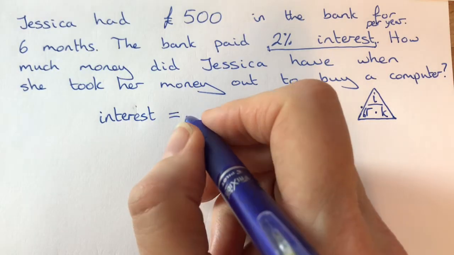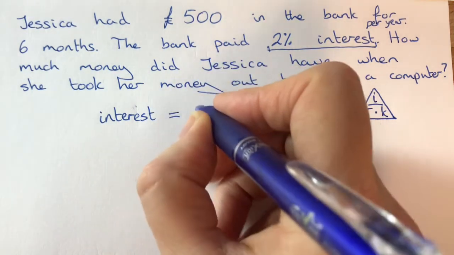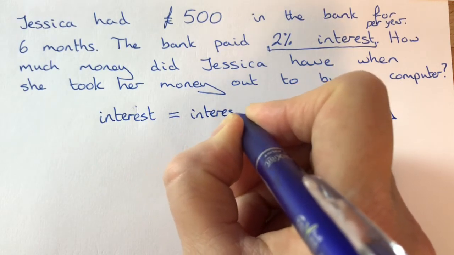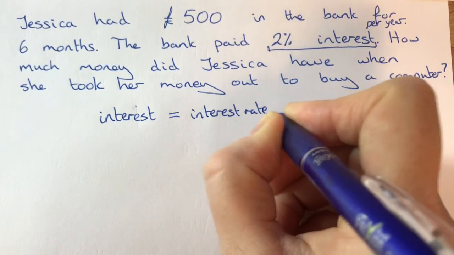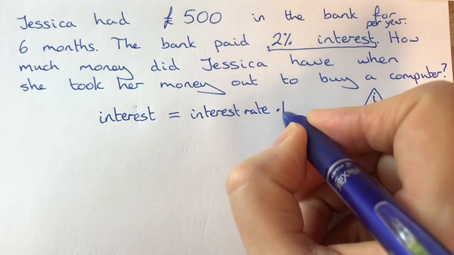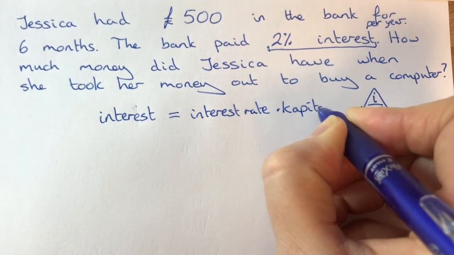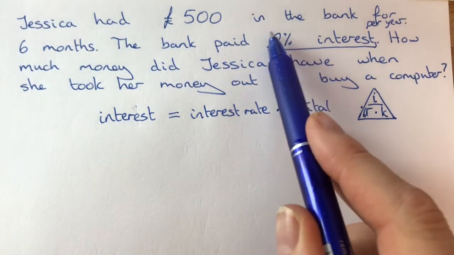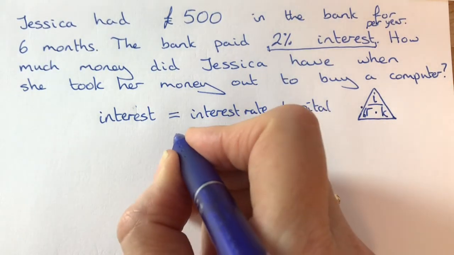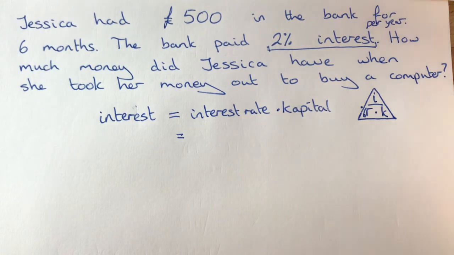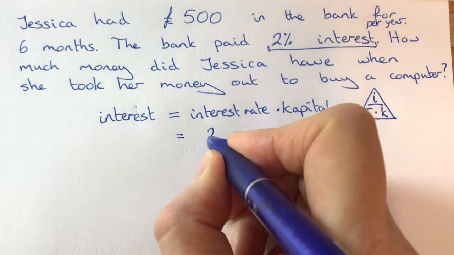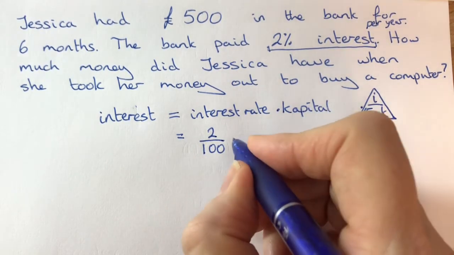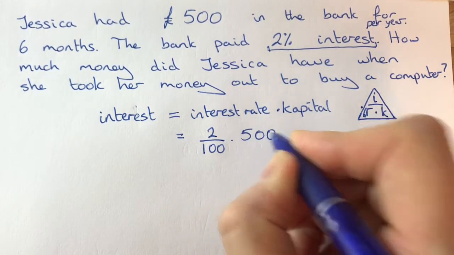The amount of interest that she's going to get is going to be the interest rate multiplied by the amount of capital that she had. Capital is the amount of money that she had in the bank. The interest rate we actually have to change again. Always in these calculations we have to have it in decimal form or in fraction form. Let's do it in fraction form. 2% is 2/100ths multiplied by the capital which she had, which was £500.